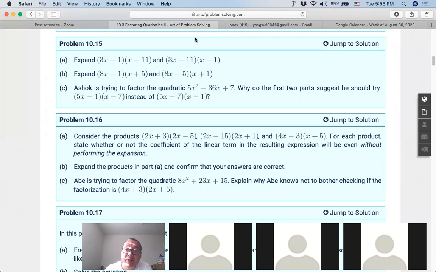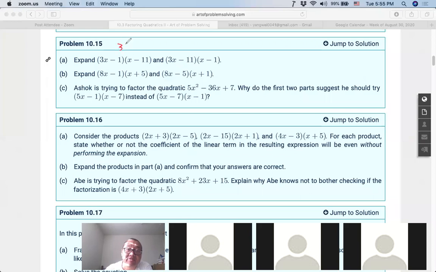So this one, expanding is very easy. 3 times x gives you 3x squared, right? Then the middle term is a little bit hard, but you need to do this in your mind. Negative 1 times x, that's negative x. 3x times negative 11, that's negative 33x. Negative 33x minus x, so you got negative 34x. Then negative 1 times negative 11, that's plus 11.